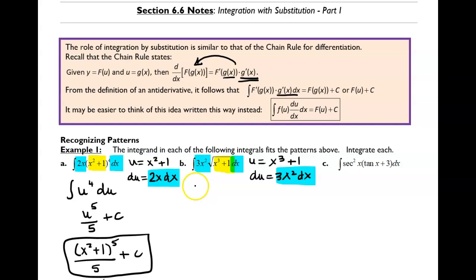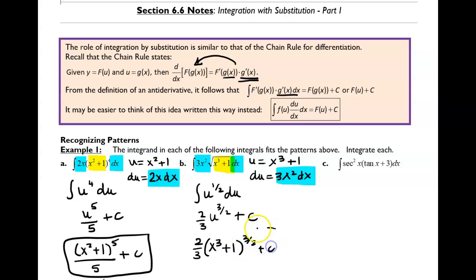So notice I'm going to rewrite this with u's first with my integrals. I want to rewrite the square root as u to the 1/2. The 3x squared and the dx are combined into my du. Remember, du is equal to 3x squared dx. Now I'm ready to take my antiderivative. So this is u to the 3/2, but then I have to divide by 3/2 or multiply by 2/3, plus c. And so then my antiderivative is 2/3. Plug back in my u, (x cubed plus 1) to the 3/2 plus c.